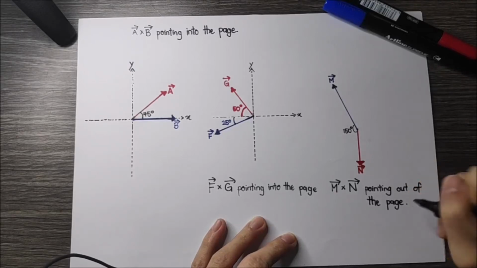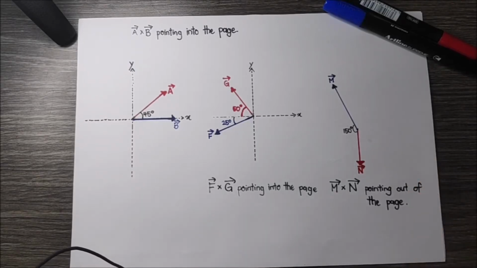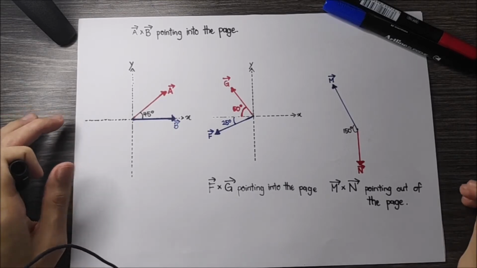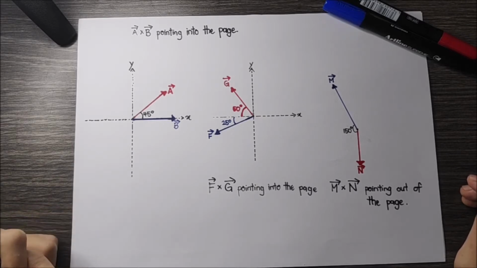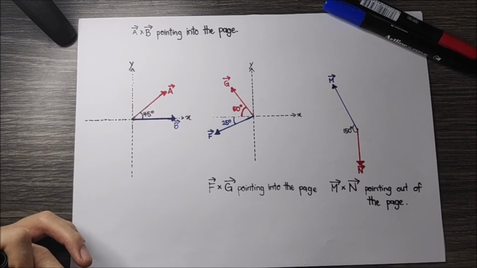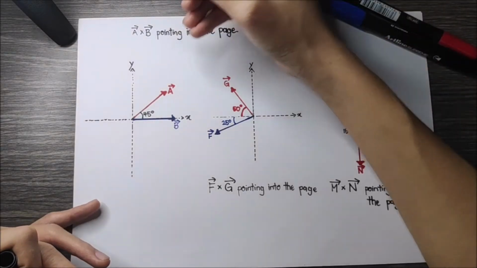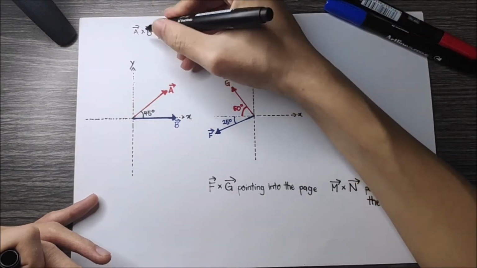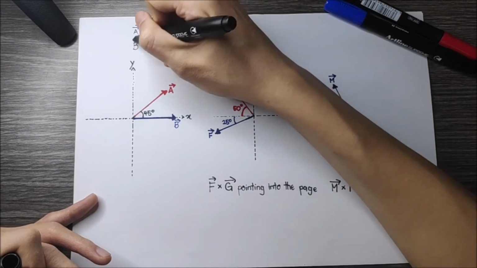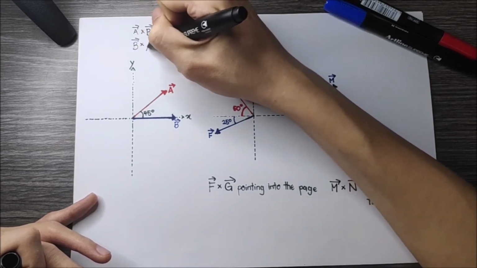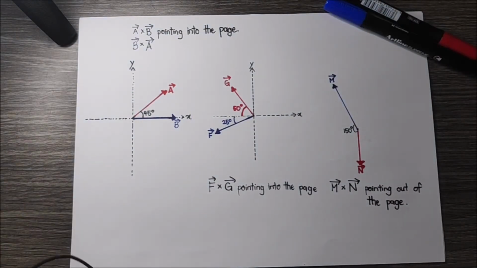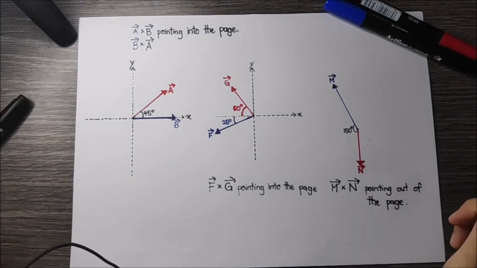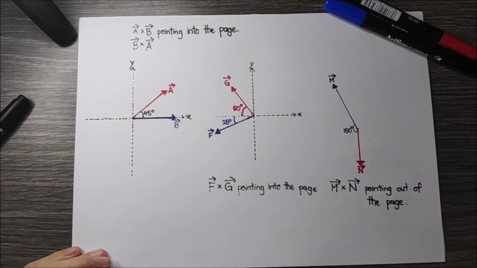So we have discussed 3 examples of how to determine the direction of a vector product. Let's try to turn the vector product the other way around. Meaning, let's try to flip the order of the vectors, or in other words, commute the vectors. So if you commute A and B, you become B cross A. Let's determine what kind of direction B cross A has.